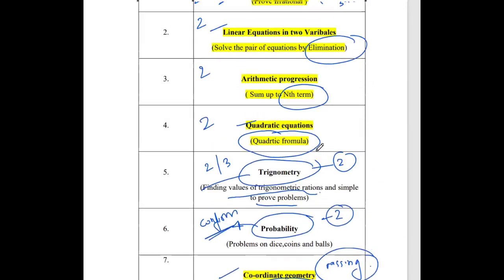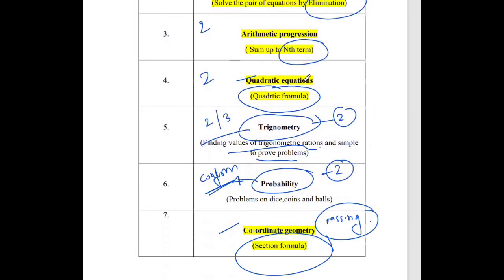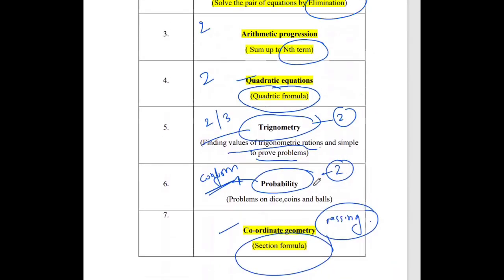So here, confirm questions. What are the confirm questions? Real numbers prove problem, elimination, AP, quadratic formula, coordinate geometry and construction are confirm. Even probability is confirm. The only one where you need some extra preparation is trigonometry. Here they can make a change, remove this and put something else. Let me tell you the maximum they can do. They can remove this, put 3 marks, and in this place ask triangles for 2 marks. Other than that, nothing else will come in this place. In this place either trigonometry or triangles. Other than that, no other questions will be asked.